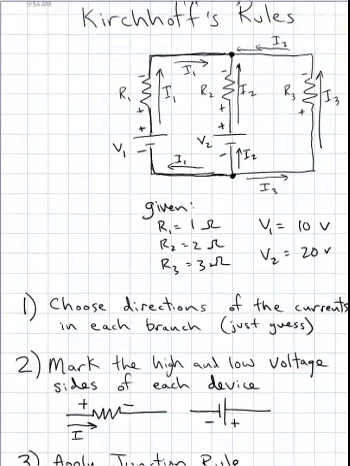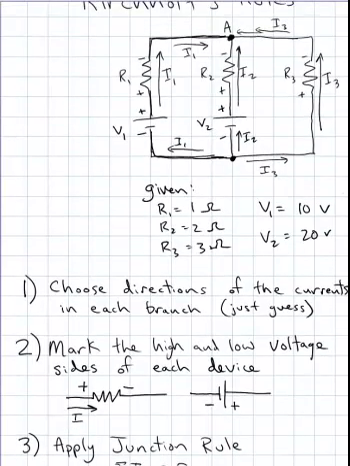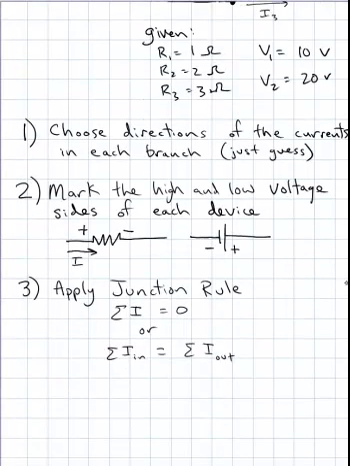But let's pick a junction here. I'm going to pick this top one. I'll call that A. Junction A. And what do I have? I've got I1 coming into junction A. I have I2 coming in, and I have I3 coming in, and I have nothing coming out. So what I get when I apply the junction rule to point A, I get I1 plus I2 plus I3. That's what's coming in, and I have nothing coming out. So that's my first equation.